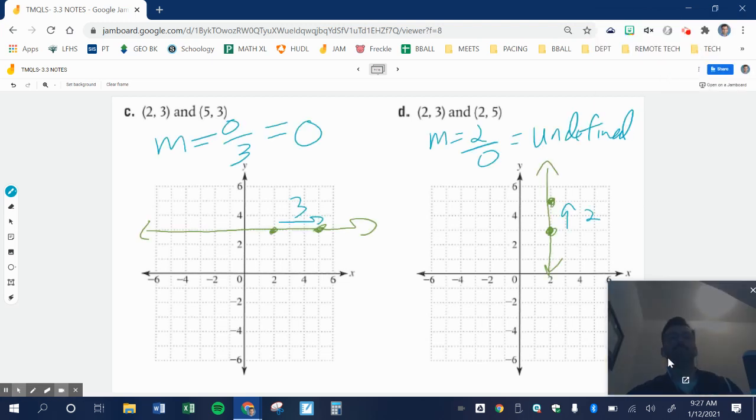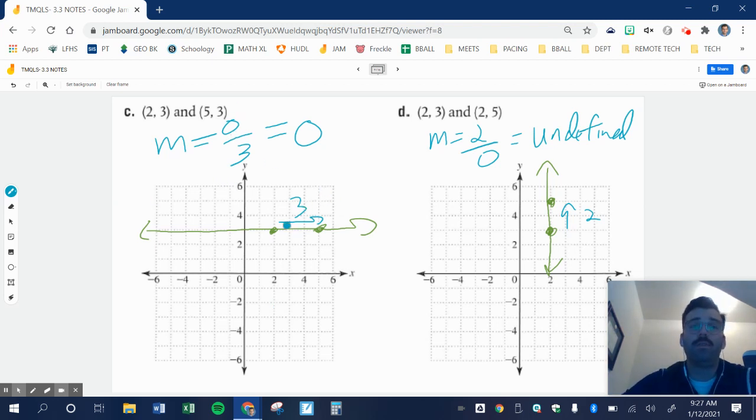For part C, you'll see that this is a horizontal line. In a horizontal line, I don't travel up and down any units. All I do is move left and right. So technically, I go up 0 and then right 3. 0/3, that means my slope is actually 0. If 0 is in the numerator, if 0 is on top, then your slope is 0. 0 over any number is 0. It could be 0/10, it's still 0.